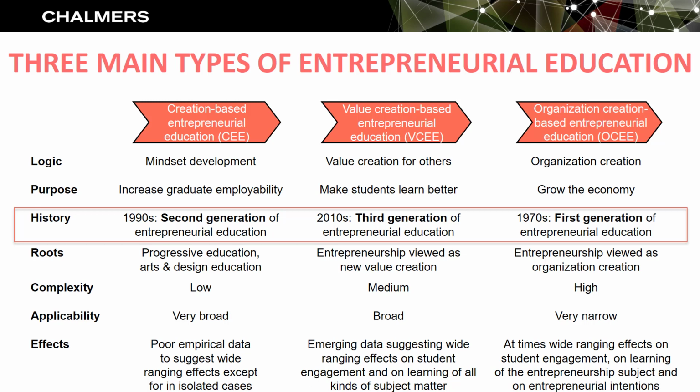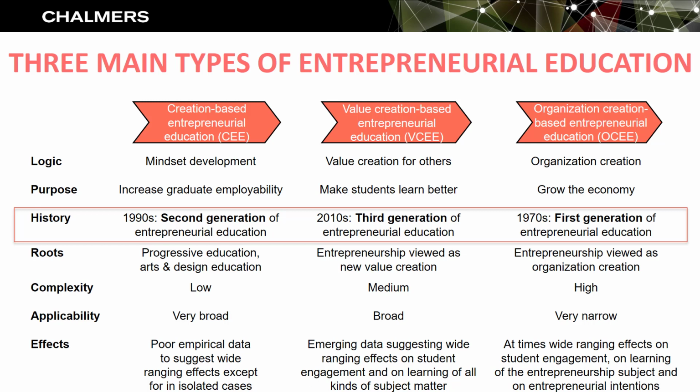We've actually been seeing that there is a historical development here from the 1970s, which I would say is the first generation of entrepreneurial education, when everything was focusing on organization creation. High complexity, very narrow applicability. And then in the 1990s, which I call the second generation of entrepreneurial education, we started talking about mindset development, increased graduate employability, and much lower complexity, much broader applicability.